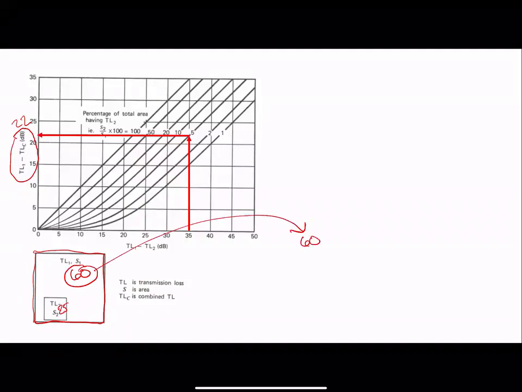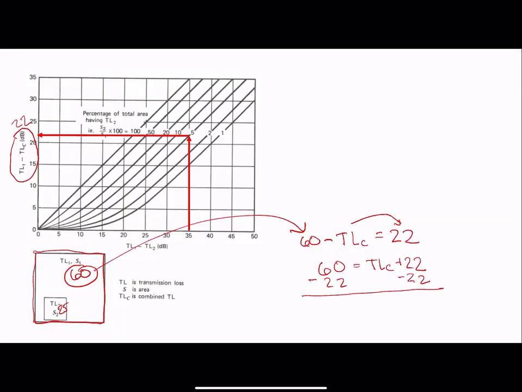And transmission loss composite, that's what the new one is. That's what we're trying to find out. And we see that it's equal to 22. And so what we can do is bring the transmission loss on the other side and say that 60 equals transmission loss composite plus 22. And we can subtract 22 from both sides. And we see that the transmission loss composite is equal to 38.